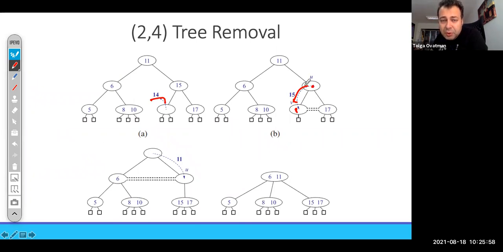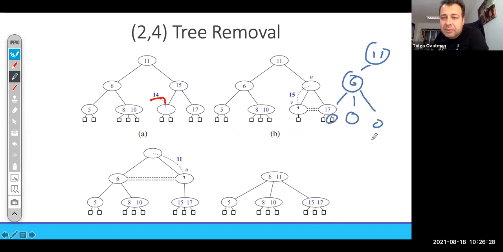Since this is empty, you would want to join that one with that one. But then joining that with that is going to make these 2 nodes be joined. So if you do it right away, it would produce a tree like 11, 6, and so on: 15, 17, 8, 10, and 5. So you see, this has 3 children while it should have 2.